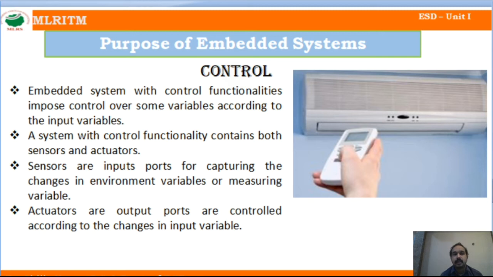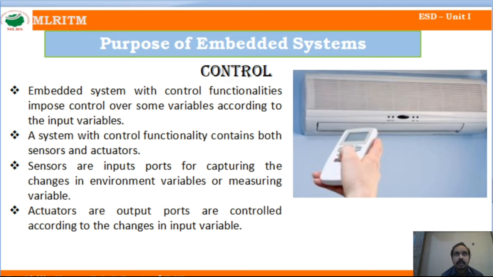Next is controlling. We can take a simple example like a remote control. A remote control is used for television, for air conditioner, for everything we are using nowadays. For your home theater system we are using a remote control. It has various functionalities. We can give some input values, and based on those input values it will work. Various functionalities are there.